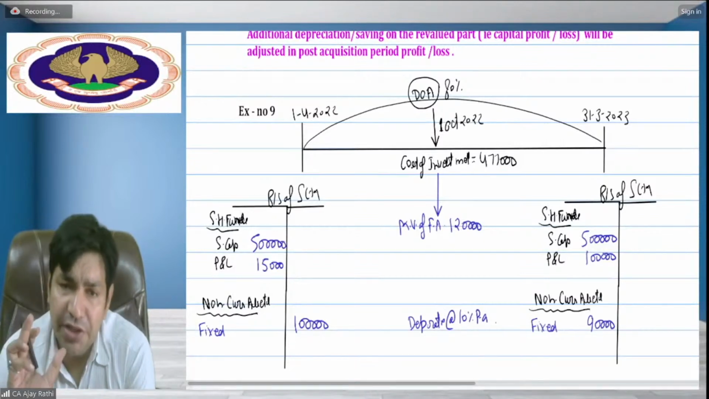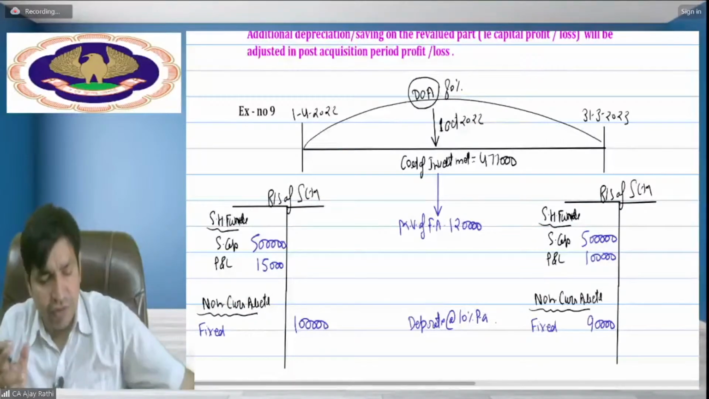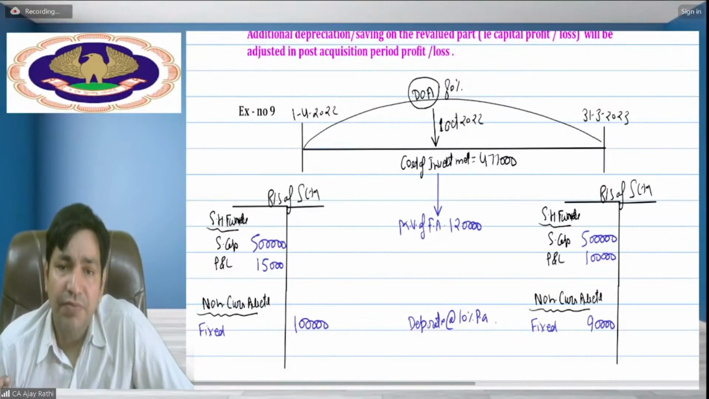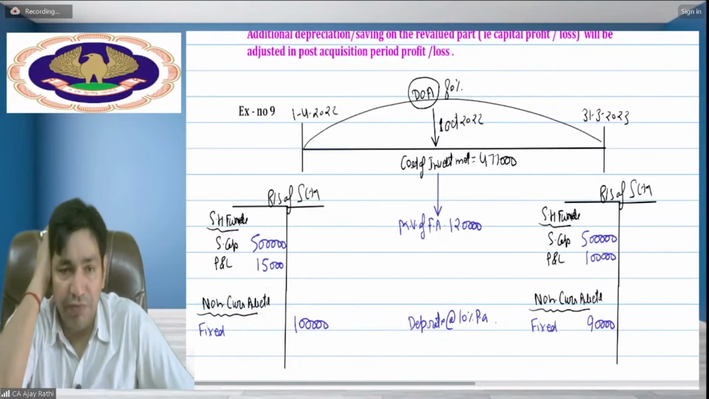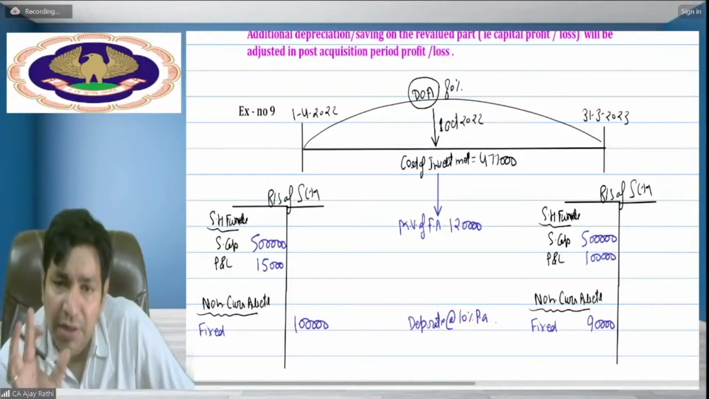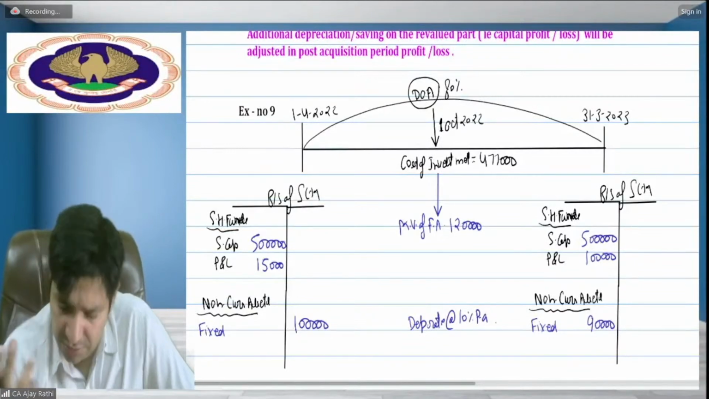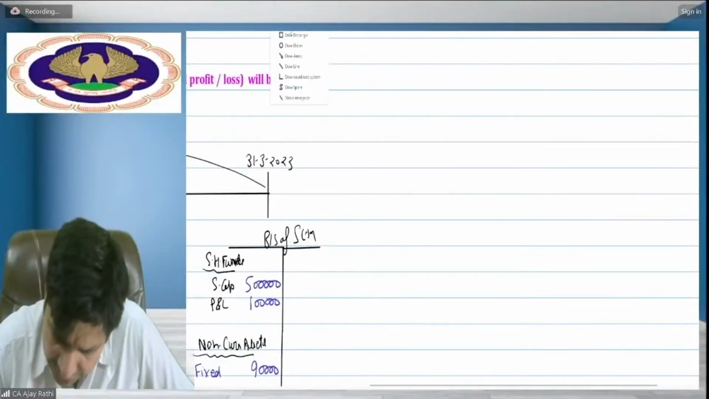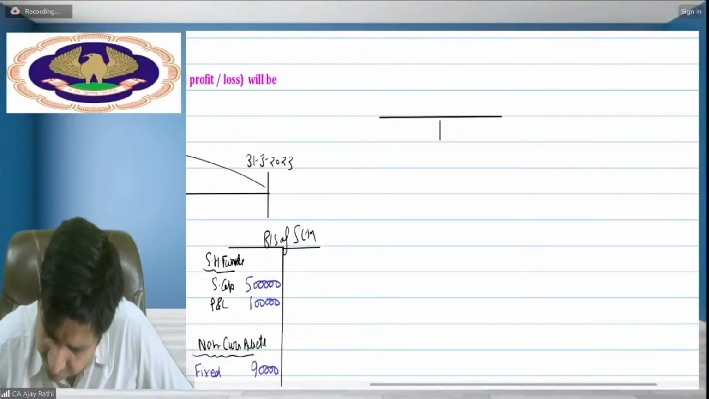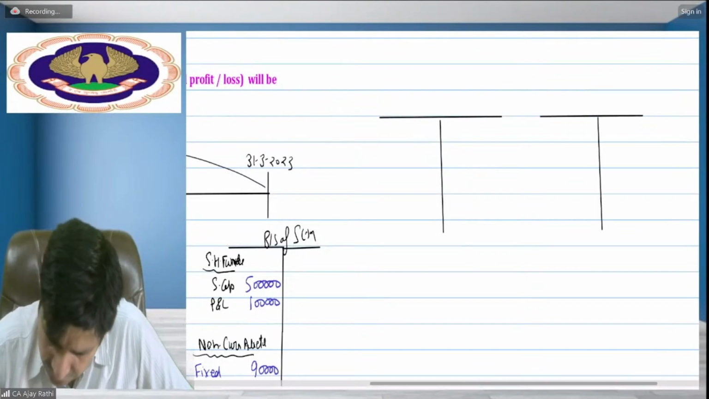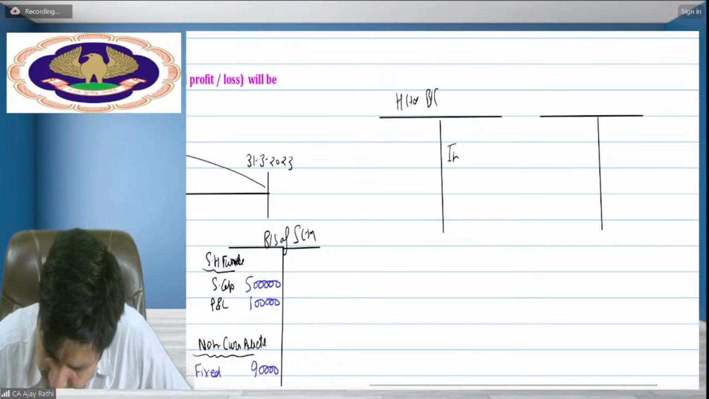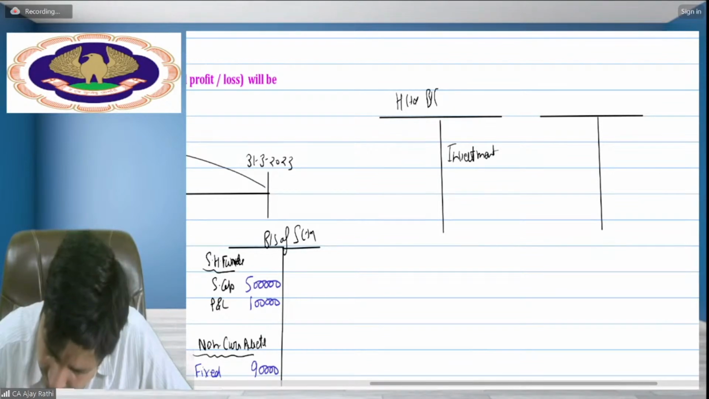What do we do for consolidation purpose? For calculating cost of control, we compare the investment in working note number 1 with the corresponding net assets acquired. Again, I am revising the same thing which I have already discussed. In the H Limited balance sheet, there is an investment, and that investment is in the balance sheet of S Limited.